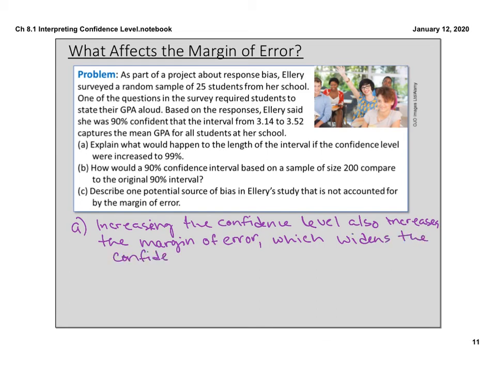So that's, in some people's opinion, a problem. You don't necessarily want a super wide confidence interval. But if you have a wider confidence interval, then you're usually more confident that the value is actually in there, which kind of makes sense.